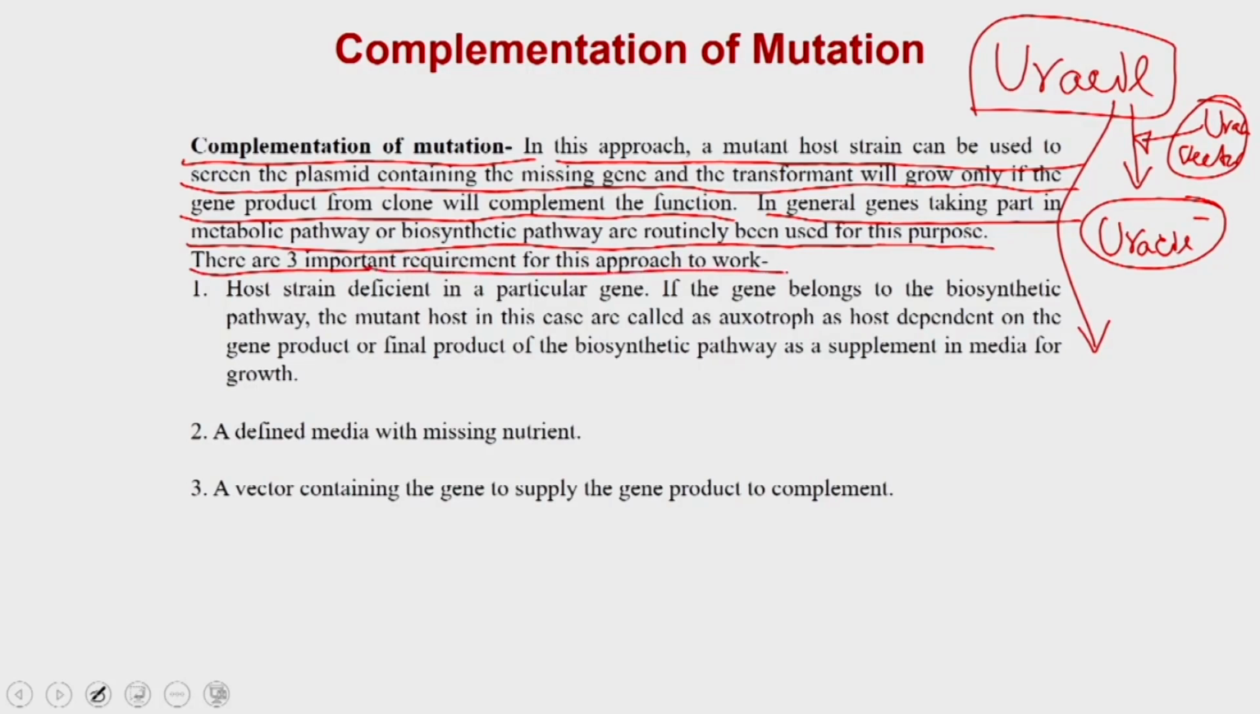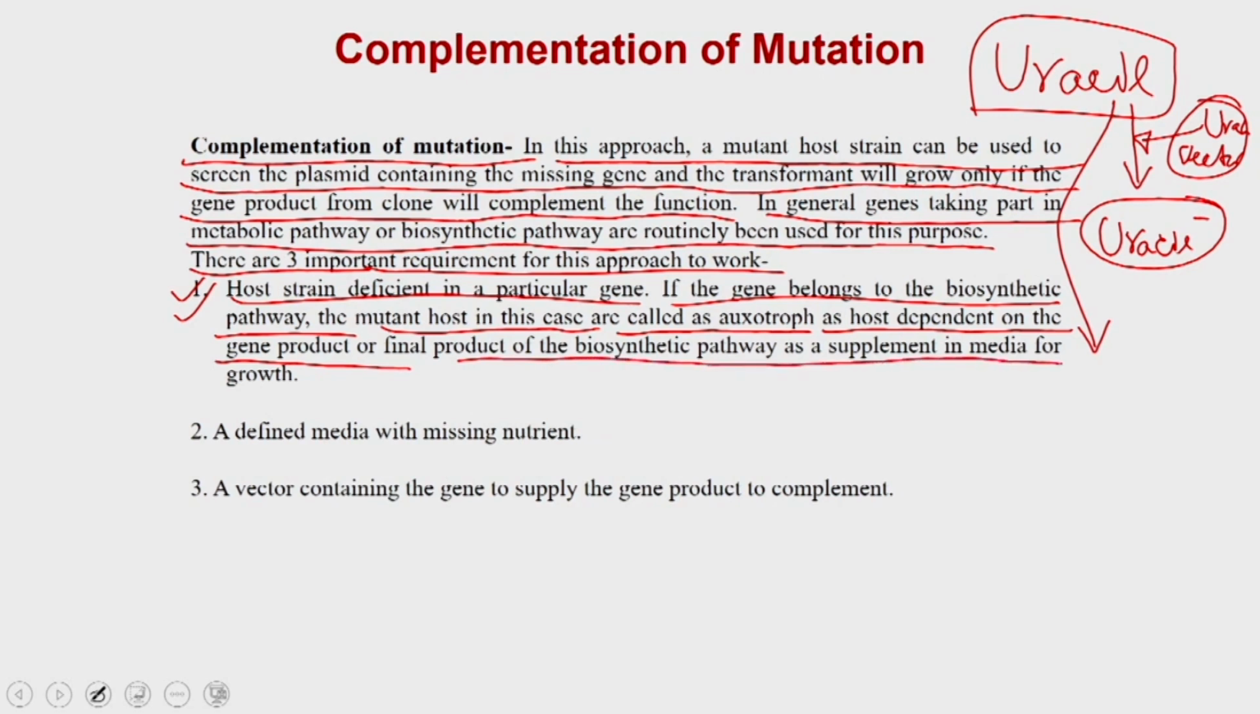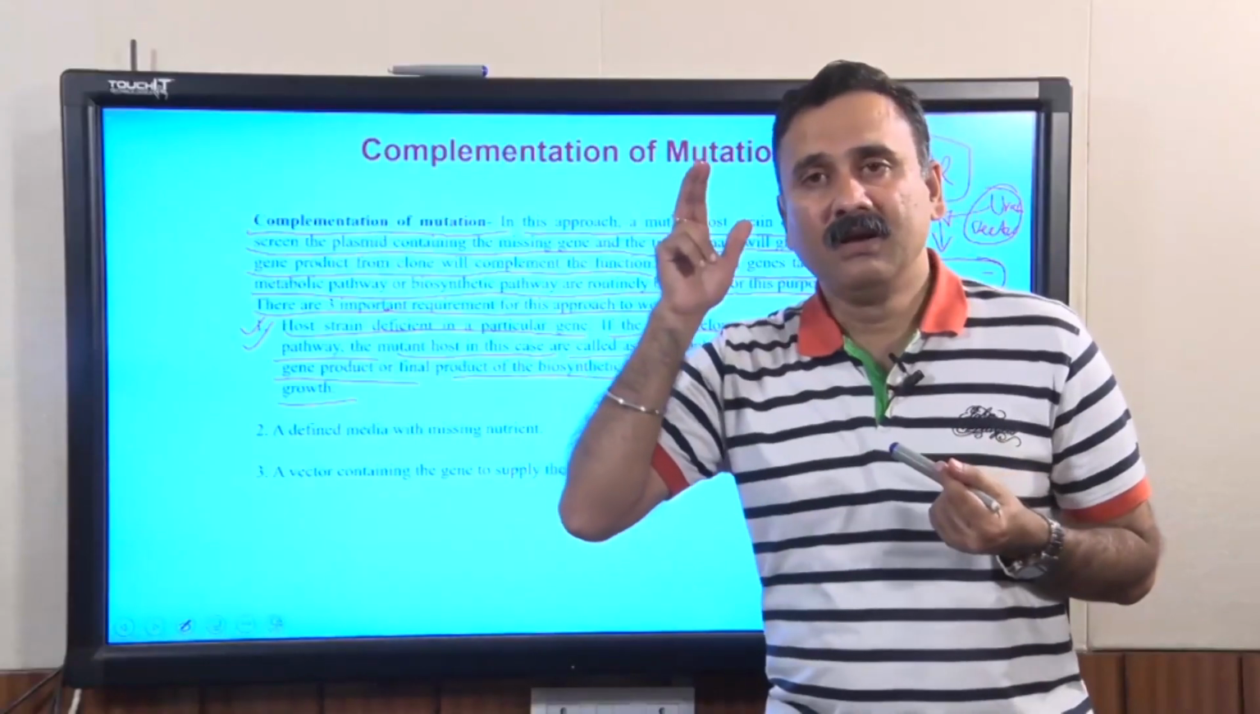There are three important requirements of this approach to work. One, which is very important, is that you should have a host strain which is deficient in a particular gene. If the gene belongs to the biosynthetic pathway, the mutant host in this case is called an auxotroph, as the host depends on the gene product or the final product of the biosynthetic pathway as a supplement in media, which means the first requirement to use this screening method is that you should have a host strain which is deficient in that particular enzyme or that particular factor.